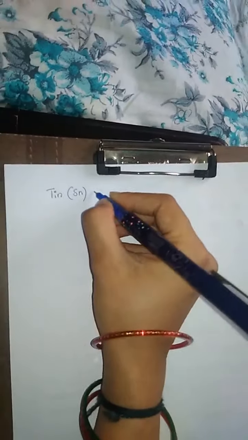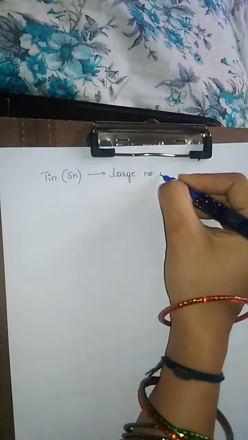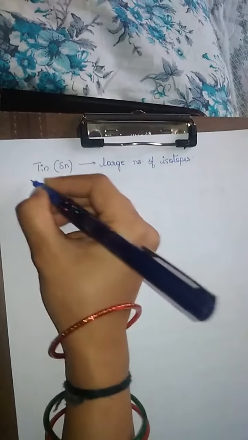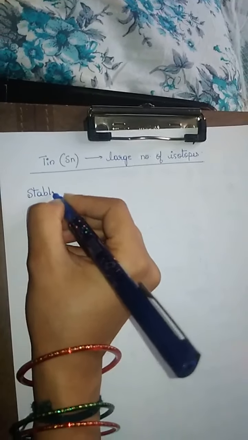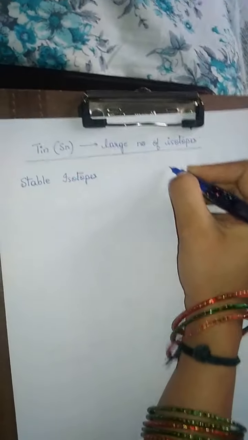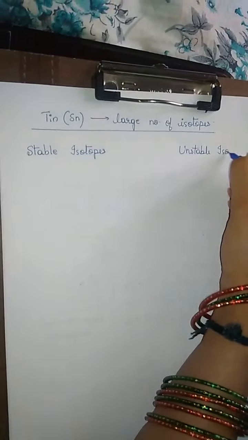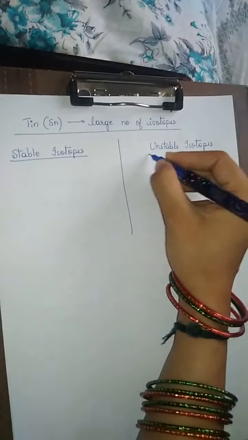Tin, whose symbol is Sn, has a large number of isotopes. This is the one which has the highest number of isotopes. Now, let's see two different types of isotopes: stable isotopes and unstable isotopes.